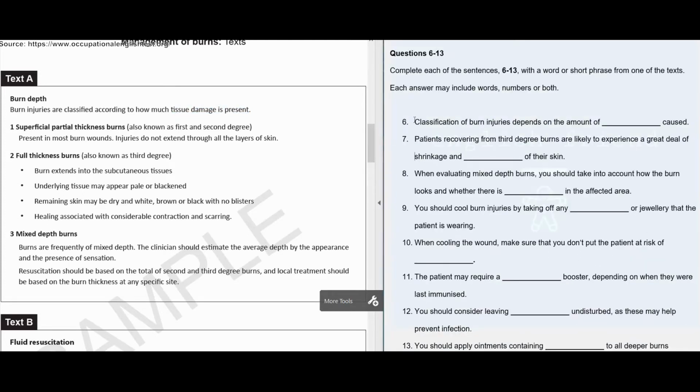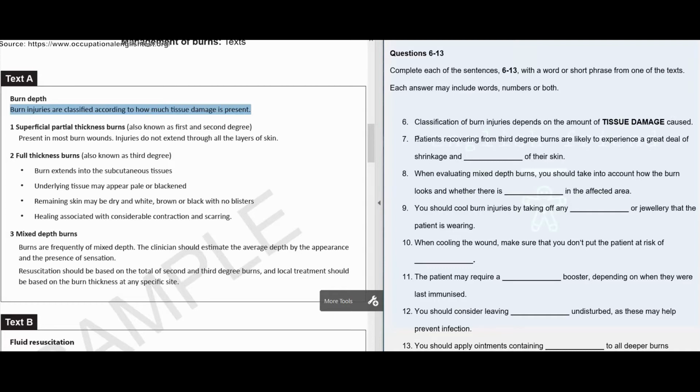Now question number 6. Classification of burn injuries depends on the amount of dash cost. This information can also be found in text A itself in the very first line. Burn injuries are classified according to how much tissue damage is present. So classification of burn injuries depends on the amount of tissue damage.